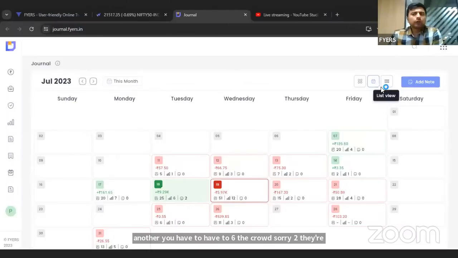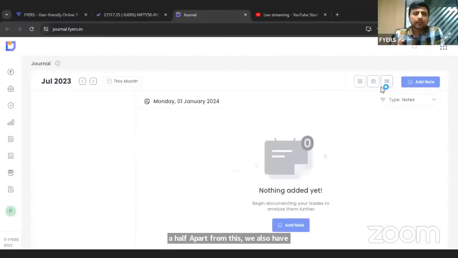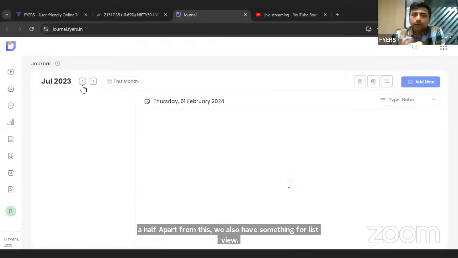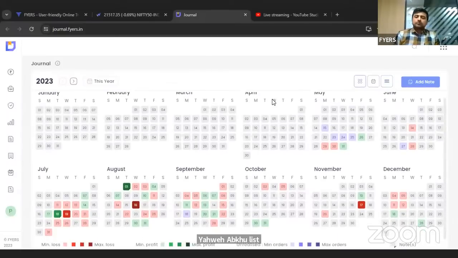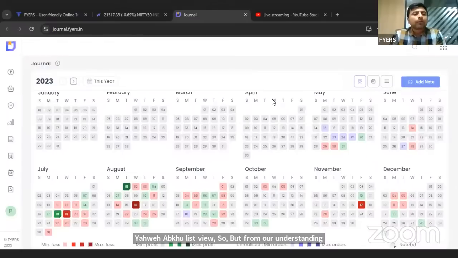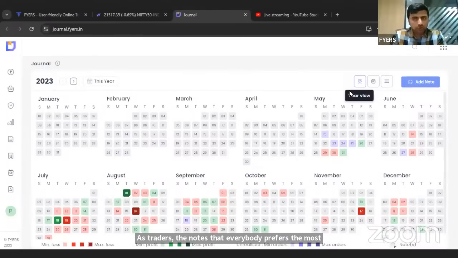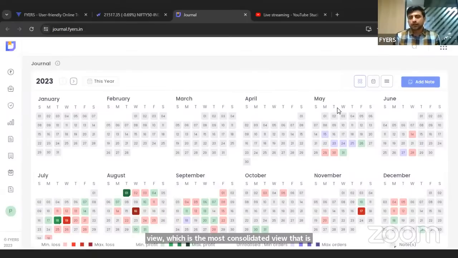Apart from this we also have something called list view. After going to list view, you can actually go to any particular month and get the list view for that particular day. Okay. But from our understanding as traders, the view that everybody prefers the most is the year view, which is the most consolidated view that is possible to see in one single shot.